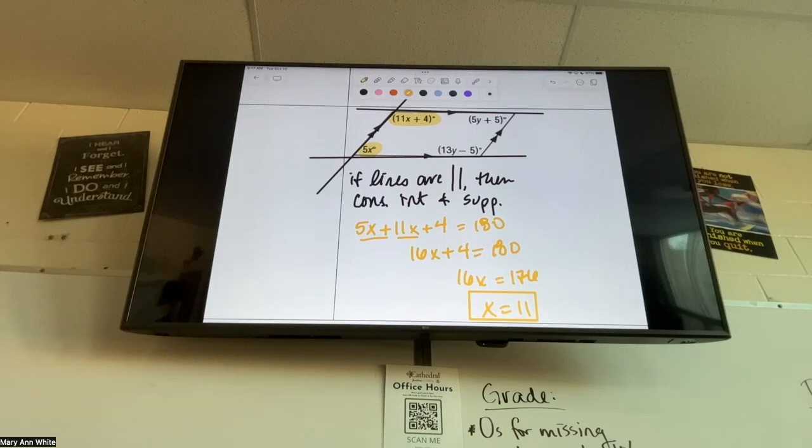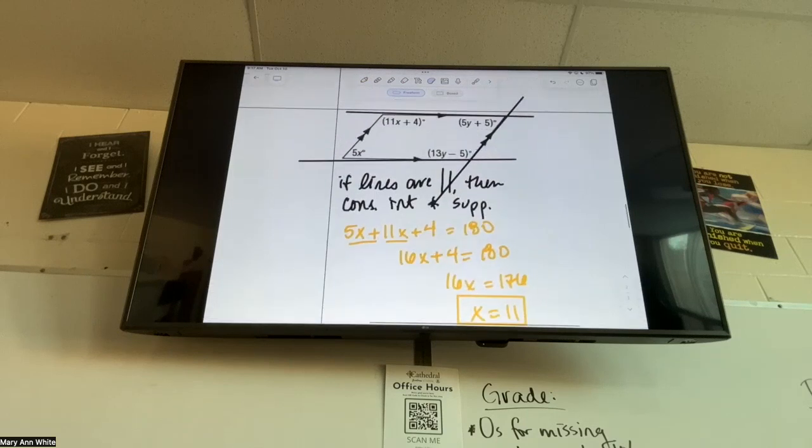Any questions on the x's so far? All right, let's do the y's. I'm going to argue that we can do the same two lines that are parallel. I'm just going to move my transversal over here to now think about my y's.